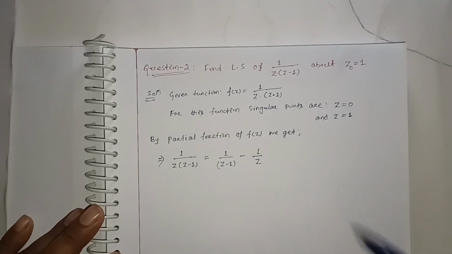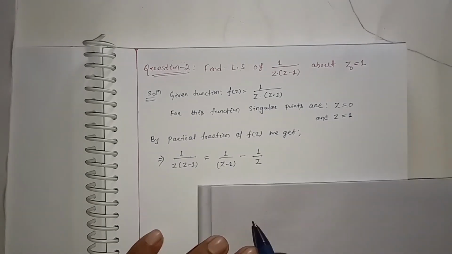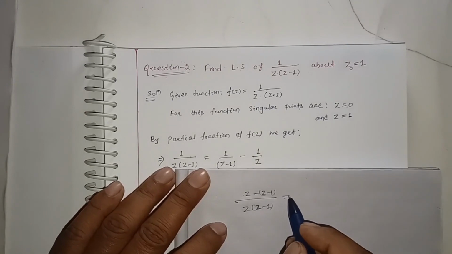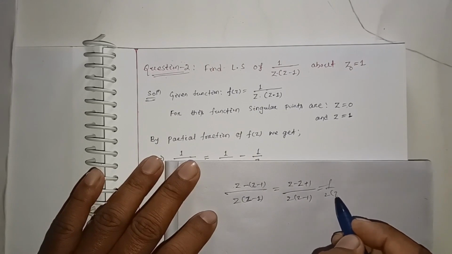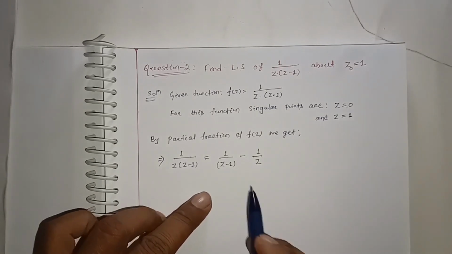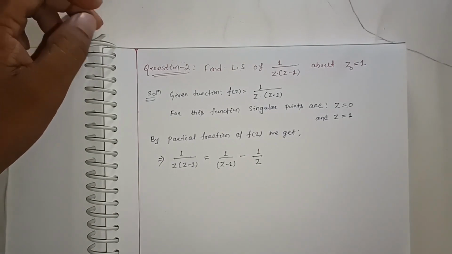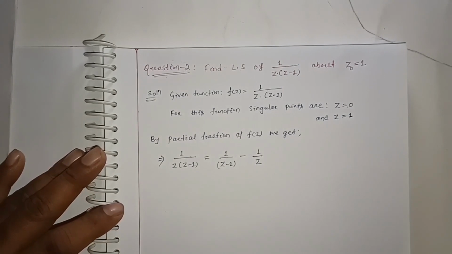Here you can see, if I subtract these two terms, we find this one. Take the LCM, it will be z into z minus 1, so the numerator will be z minus z plus 1 by z into z minus 1, that is 1 by z into z minus 1. So this is the partial fraction of 1 by z into z minus 1. About the partial fraction in detail, we have discussed in our Taylor series expansion videos. You can refer there.